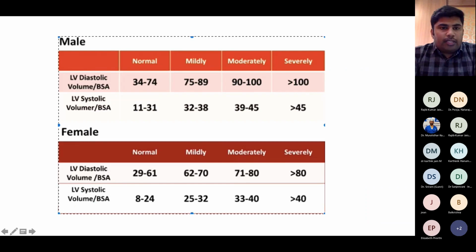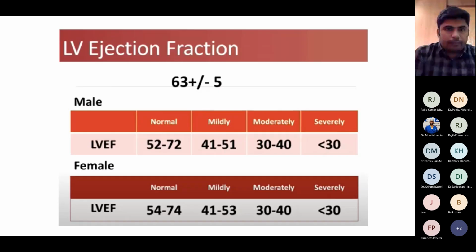The normal diastolic volume, high normal, in a male is 74, and in a female it is 61. If the diastolic volume is more than 100 ml and the systolic volume is more than 45 ml, then it can be a severely dilated LV, or a severely volume overloaded LV.